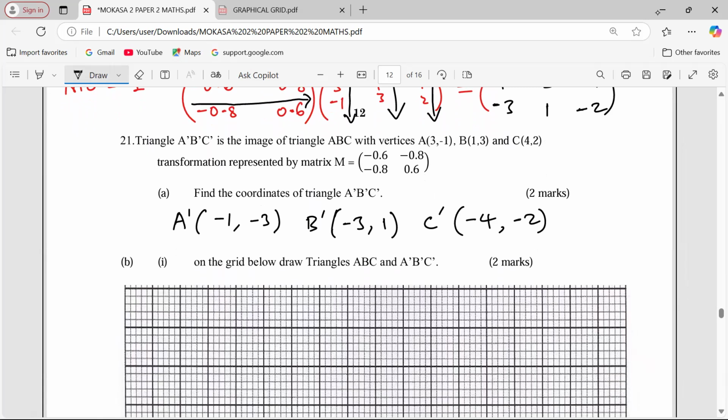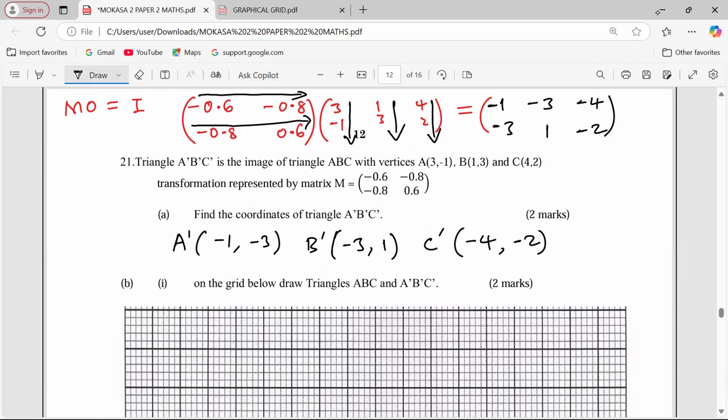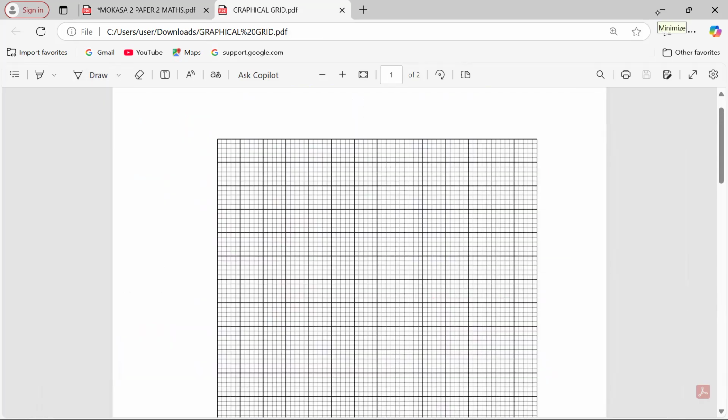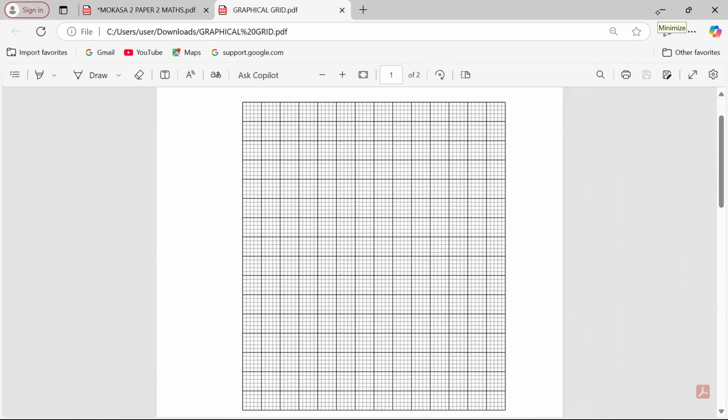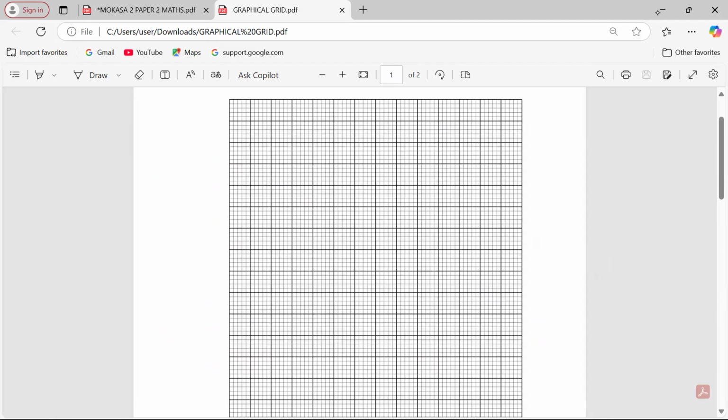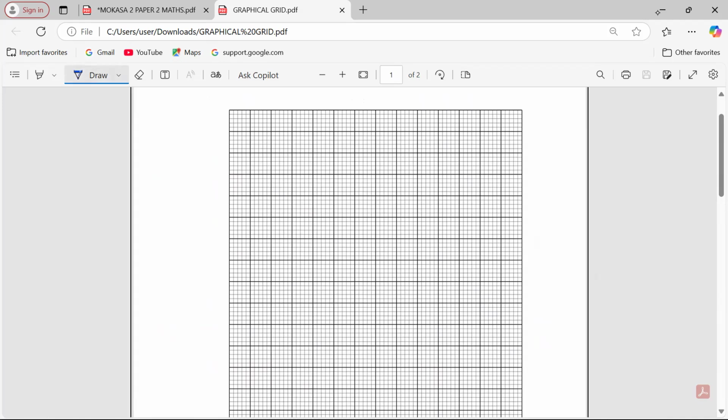Now, in part B, Roman 1, we are told on the grid below, draw the 2 triangles, ABC and also A prime, B prime, C prime. So let's come up with these 2 triangles. Allow me to use the grid now on this page, because this one is a bit perfect. This one is a better grid compared to the previous one. I'll show you why. The reason why I've used a different grid.